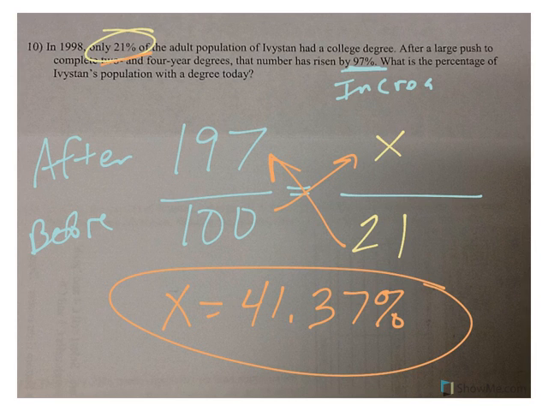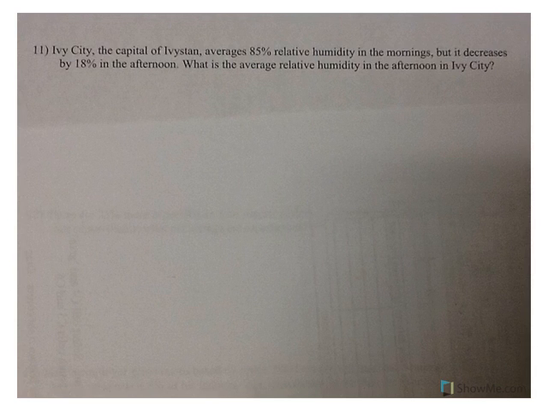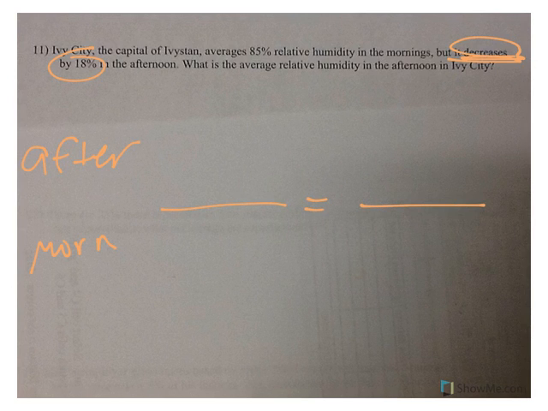Not quite doubled, which makes sense because a 100% increase is a double, so 97% is not quite that much. Number 11, Ivy City, the capital of Ivy Stan, averages 85% relative humidity in the mornings, but it decreases by 18% in the afternoon. Okay, so we're talking about afternoon compared to the morning. If the humidity is at 100% and then it decreases by 18%, that makes it 82, right? Because 100 minus 18 is 82.